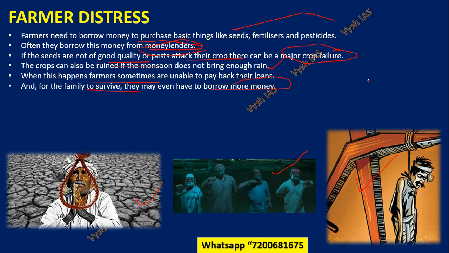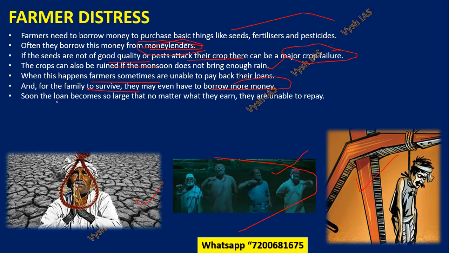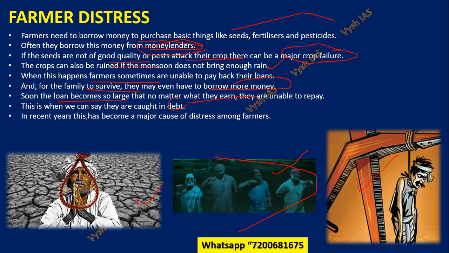Okay, so it's like a loan, then on top of that again a loan, and the money lenders also know that. So they'll keep giving loans, and finally these people will be forced to even take their lives. Okay. So soon the loan becomes so large that no matter what they earn, they are unable to repay. This is when we say that they are caught in debt. Okay, this money trap, debt trap, and all are terms related to this.